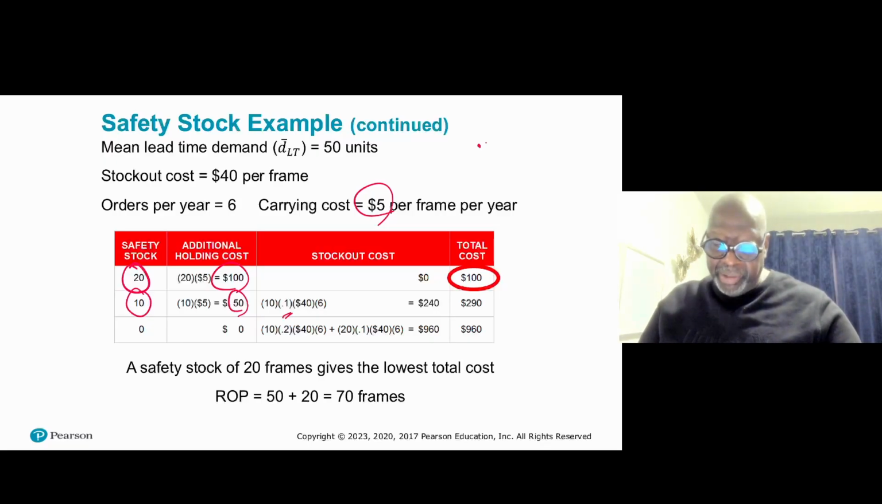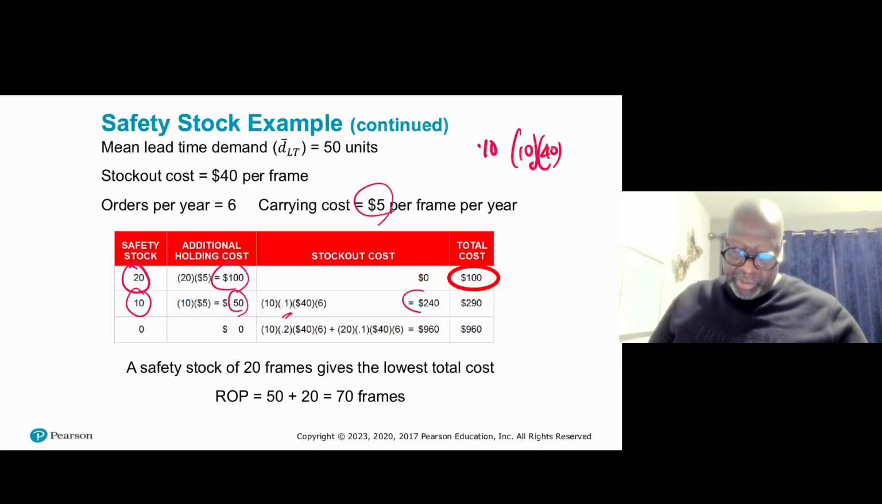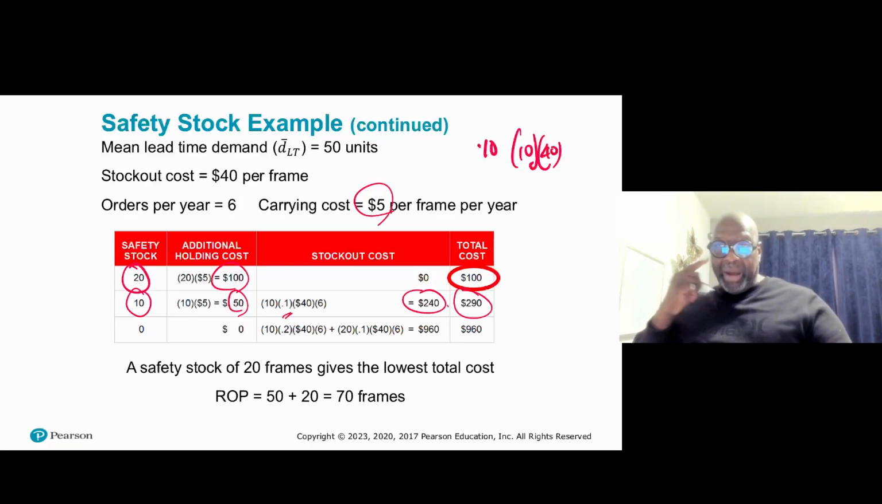The probability of being 10 units short in this case is 10% times the 10 units, multiplied by the 40. And we're multiplying by 6. Why are we multiplying by 6? It's because there are 6 orders per year. So there are 6 times that this could possibly happen. And so we're multiplying it by 6 to give us a total cost of 240. When we add the 240 to the 250, our cost, if we carry 10 units of safety stock, is $290.